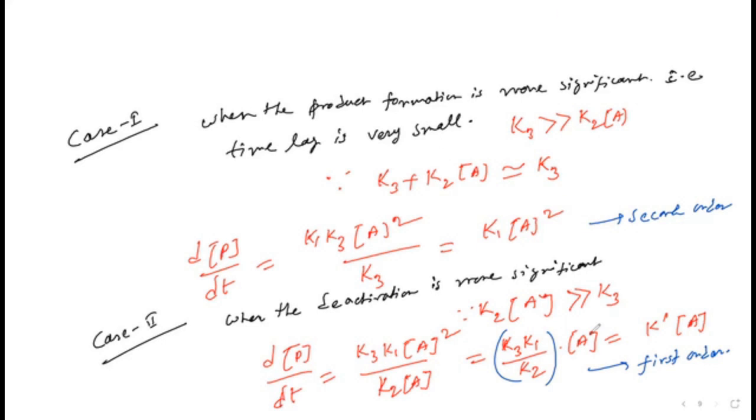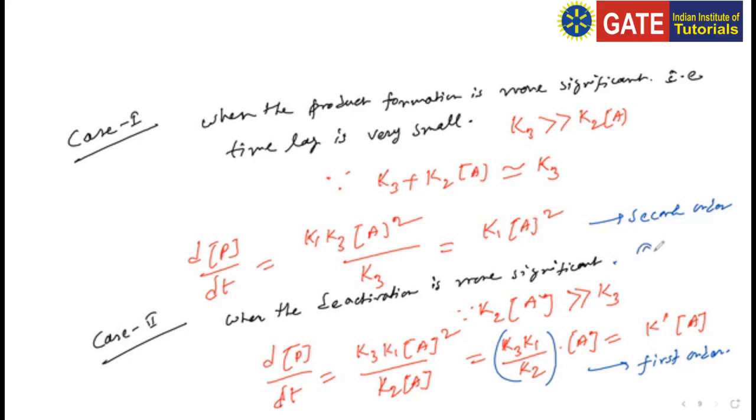There it is K3 K1 A whole square divided by K2A, so A goes away, right? Understood? When the deactivation step is more significant, that means the time lag is more. If you want, you can note it down here. Time lag is more.